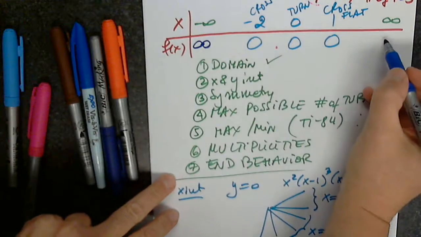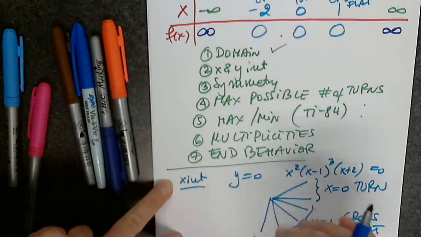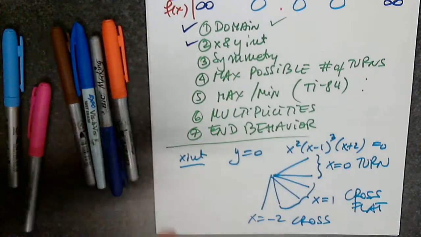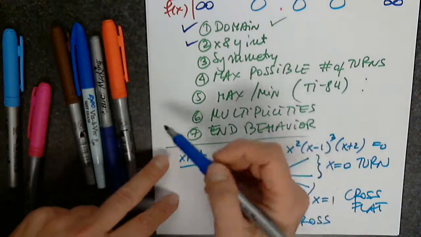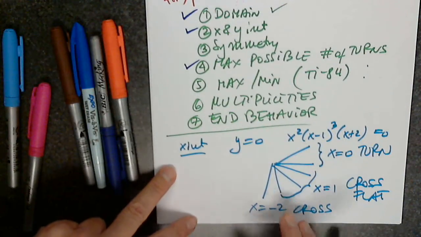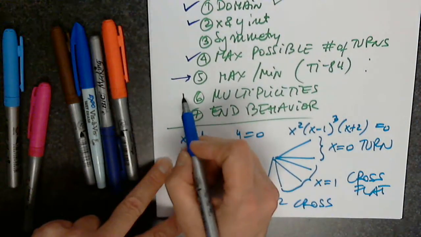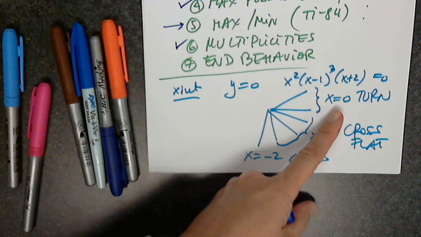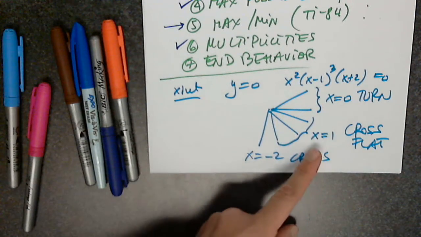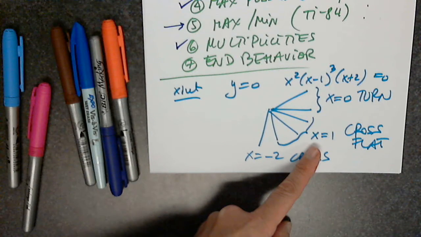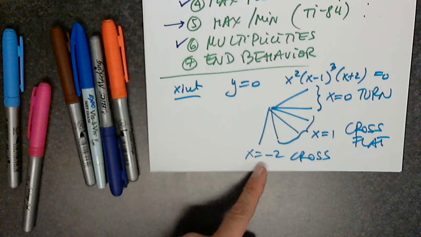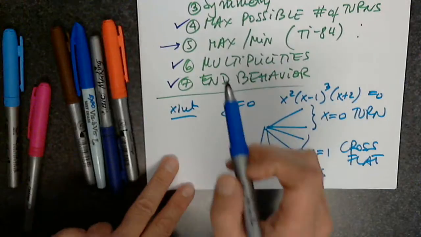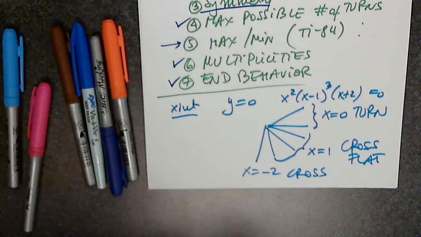Perfect. What do I write here? Perfect. So what have I accomplished so far? 1, 2, there is no point in talking about the y-intercept because when x is 0, I already have it. I already know the maximum possible number of turns. This has to wait. I already know the multiplicities. What will you say about multiplicities one more time? What is the multiplicity of 0? 2. What is the multiplicity of 1? 3. What is the multiplicity of negative 2? 1. Okay, so that is done. The end behavior is done. And the only question now, before I graph, is whether this function is symmetric.